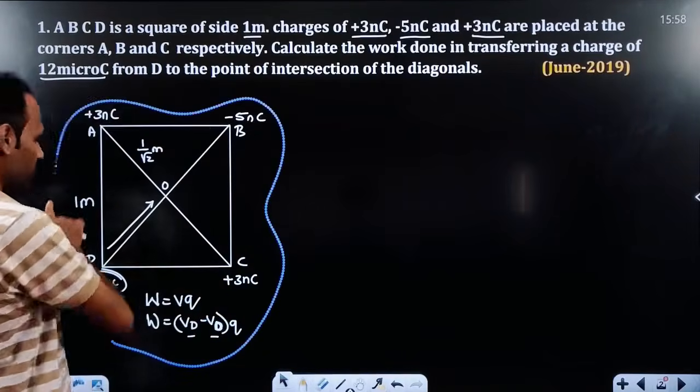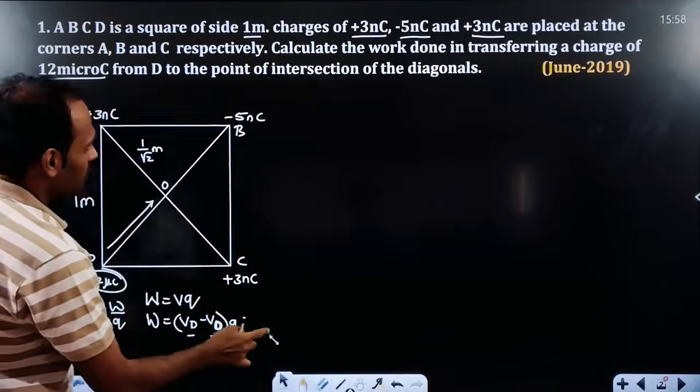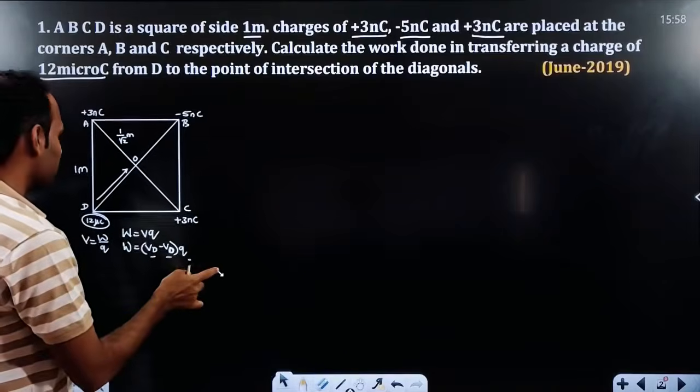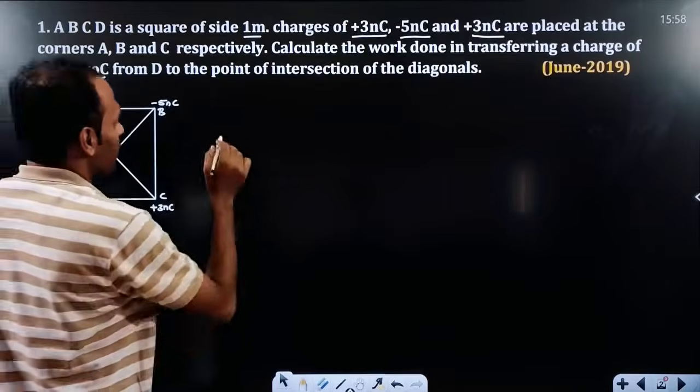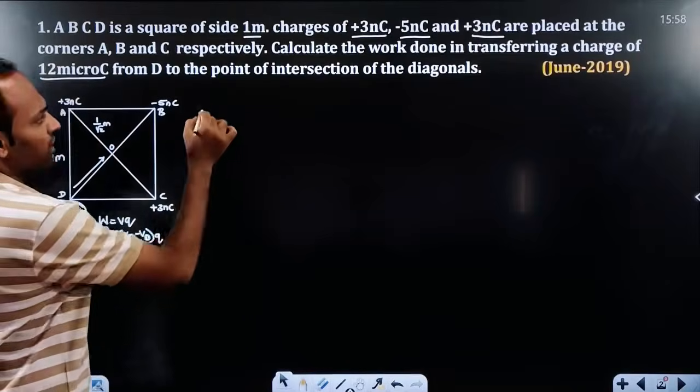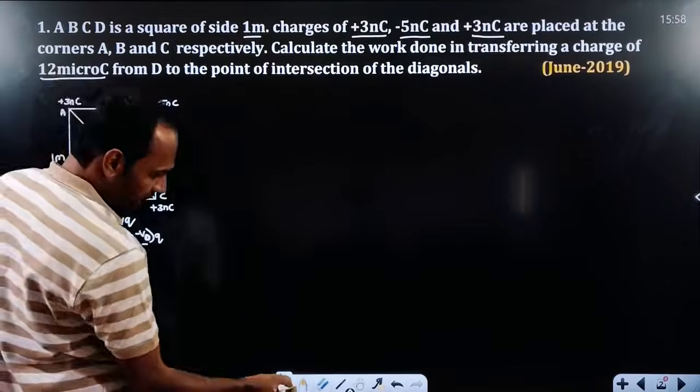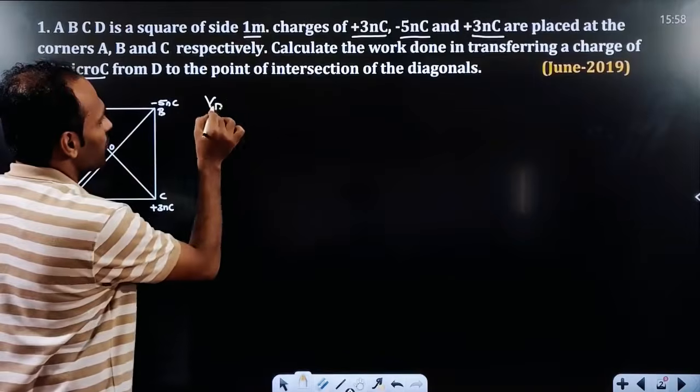Okay. So we want to calculate the potential at D as well as potential at O. Okay, let me calculate first the potential at point D. Okay, potential at point D.